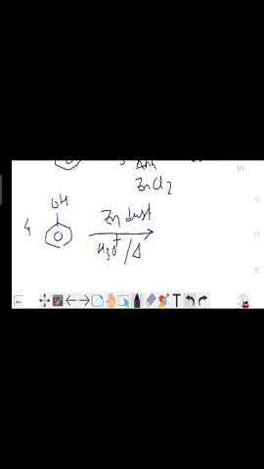Next reaction is the reaction of phenol with zinc dust. And when phenol reacts with zinc dust, then after distillation this phenol is transformed directly into benzene ring with zinc oxide. So by this reaction we can prepare benzene from phenol. So this is the reaction.